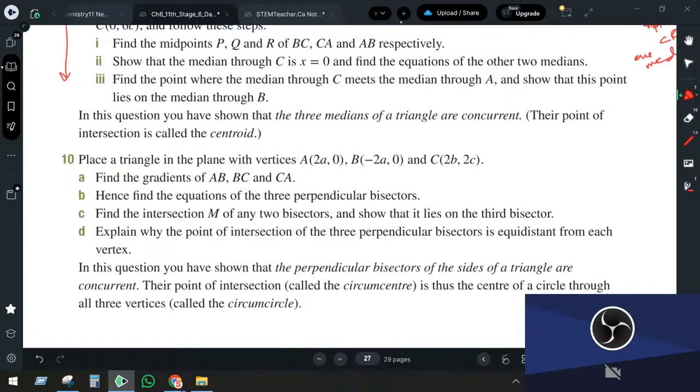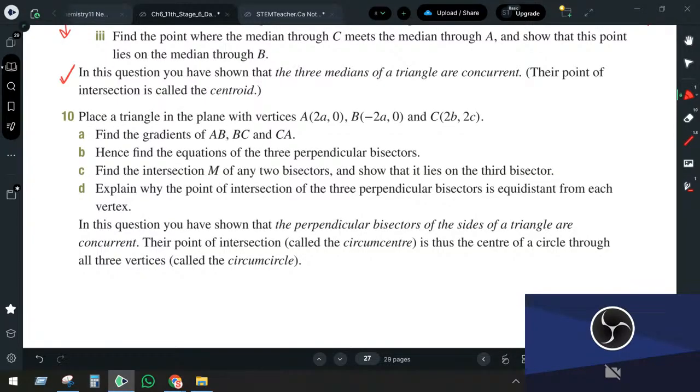Read this point. In this question, you have shown the 3 medians of the triangle are concurrent. Their point of intersection is called the centroid. It's called centroid. It is not circumcenter; that is centroid only. This is called circumcenter. We have circumcenter.